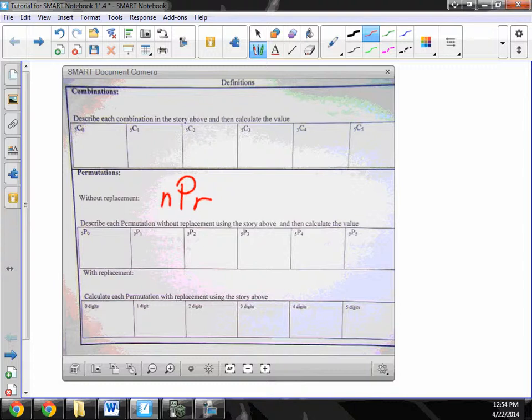5P0. We're creating a 0-digit number using 5 marbles. You would think 0, right? But that's a problem, because we've said for a long time that 4 to the 0 equals 1, and we just agreed that that's true. And because that's true, this is actually 1. Just trust me on that.